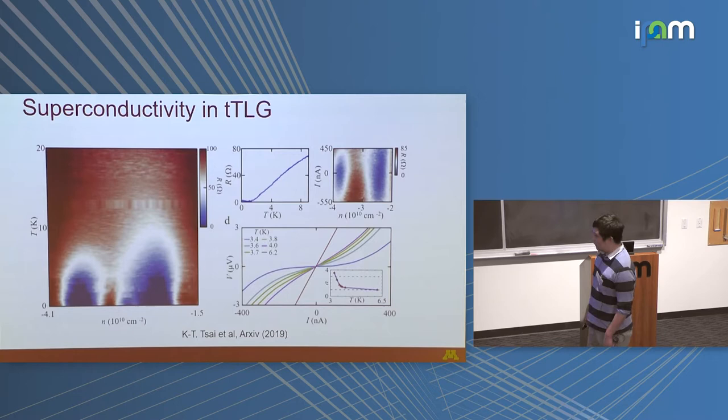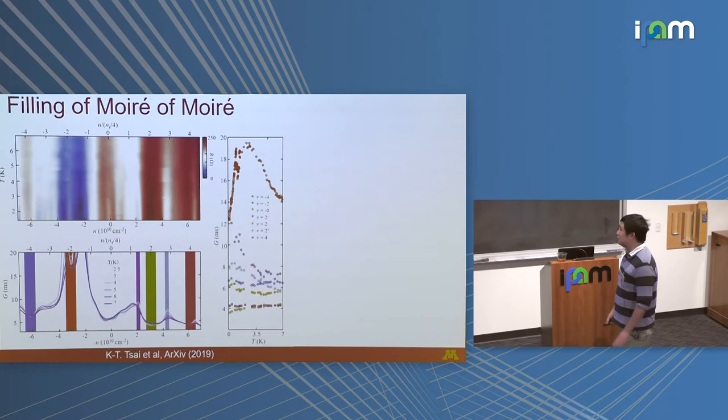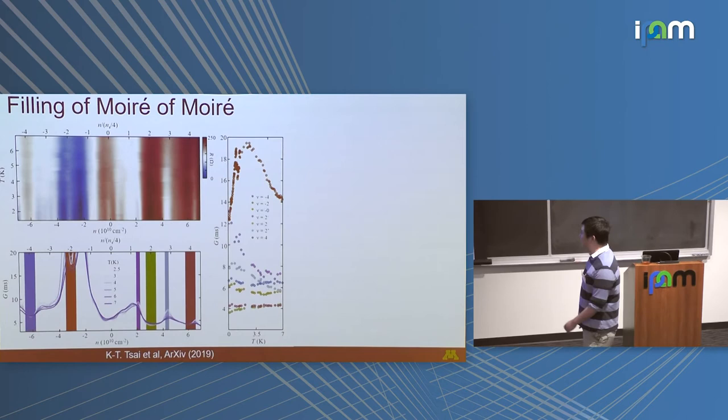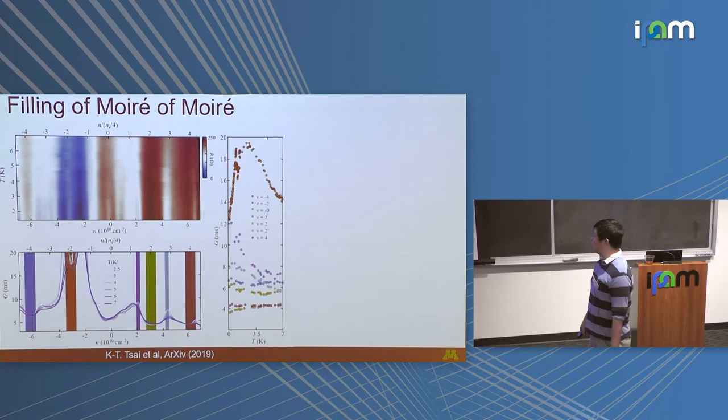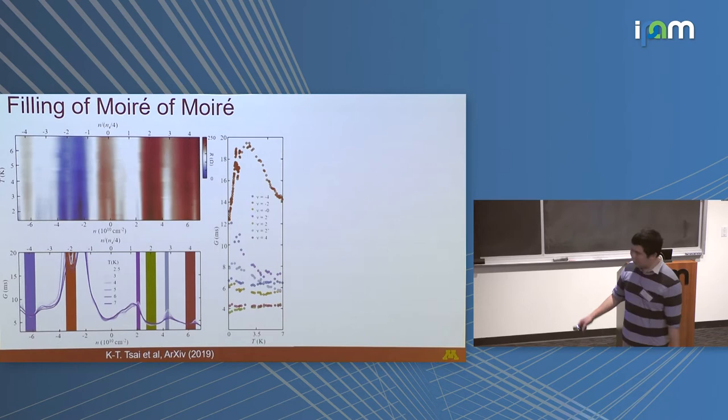Okay, so that part, of course, as Andre correctly pointed out, we're looking for other evidence that makes this a stronger case that it is a superconductor. But for now, to make everybody happy, we can just go with maybe a superconductor, or maybe not. Okay. But what we are more confident about is the filling of Moiré.